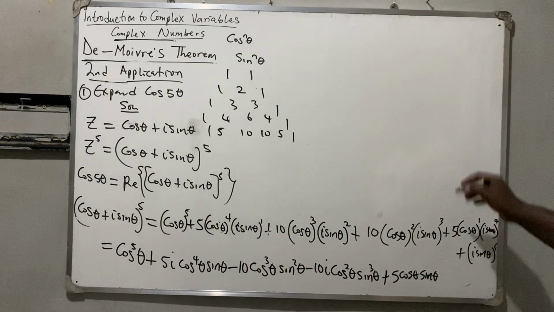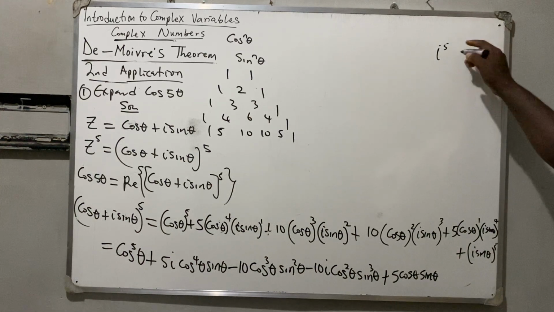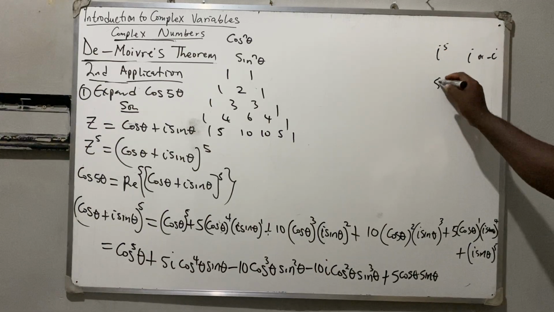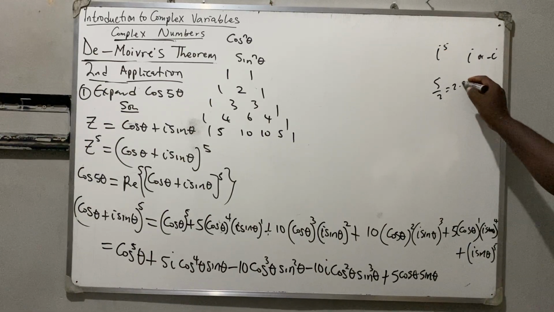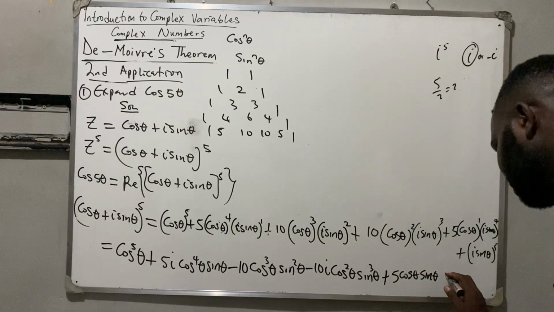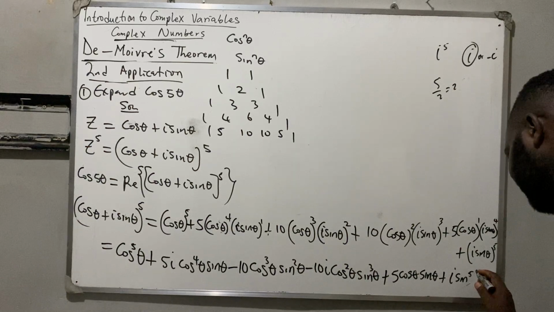Then i raised to power 5. This is an odd number, so I'm expecting i or minus i. Dividing 5 by 4 gives a remainder of 1, so it is i. So this is plus i sine 5 theta.